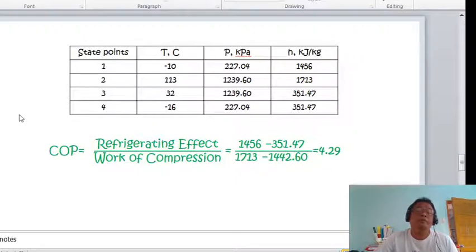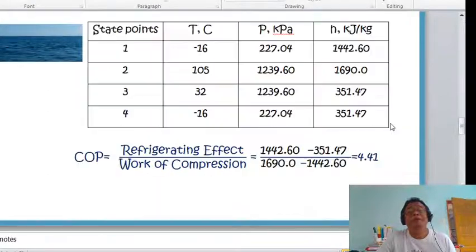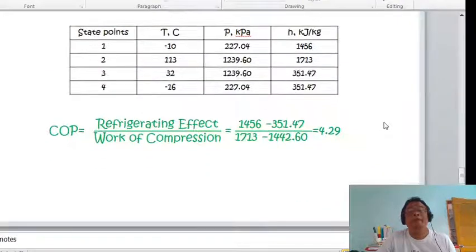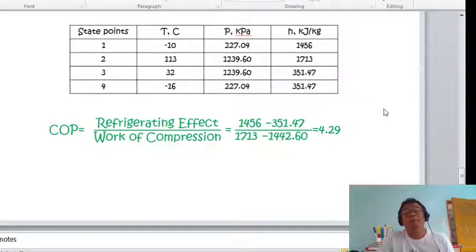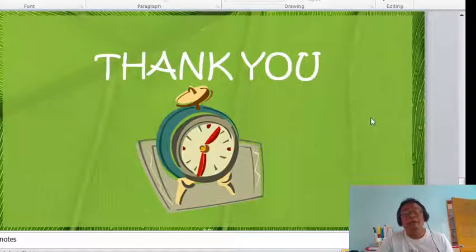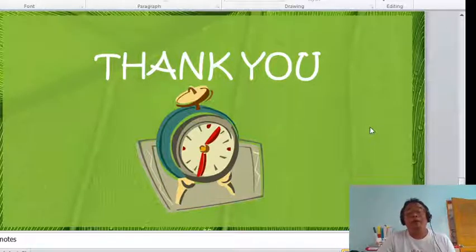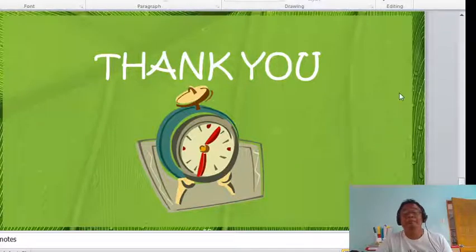Okay. And at negative 16, that is 351.47. So, COP now, class, substituting values, the value is 4.29, which is lower as compared to the previous values. Okay? So, it is 4.41, 4.7, and here, class, the value is 4.29. Okay, class, thank you very much. So, I hope you understand the example. Okay, so thank you very much, class.